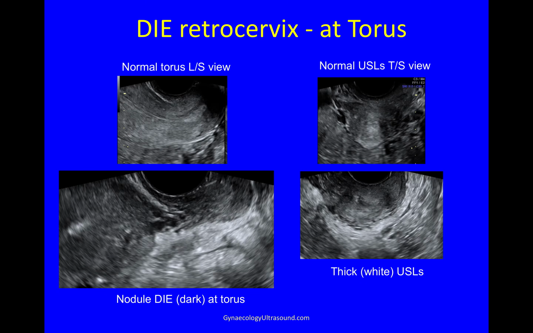So the retrocervix, the area at the torus, would look like this in a normal longitudinal view, but this is somebody with endometriosis, and you can see thick white fibrosis of the torus and the ligaments, and you can see a dark nodule at the torus. This is the normal transverse plane of the torus, and you can see here very thick and fibrotic uterosacral ligaments.